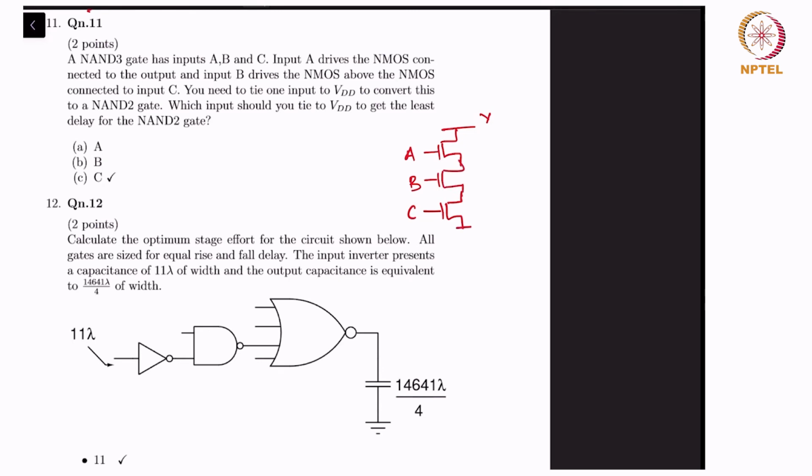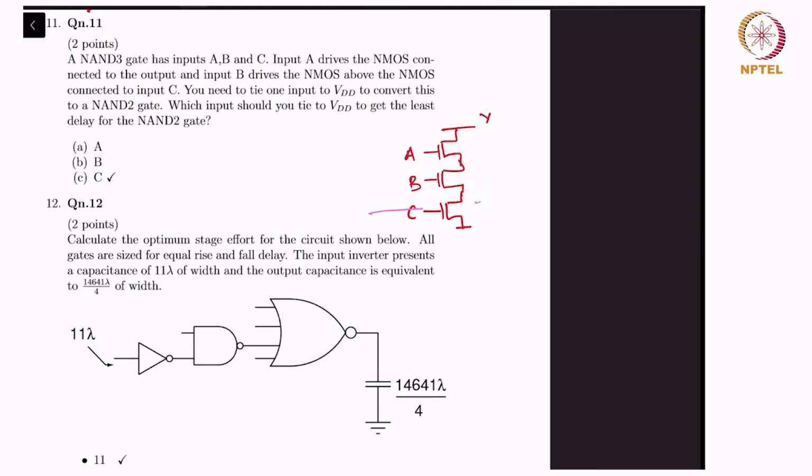Right? So you need to tie one input to VDD to convert this to a NAND 2 gate. Which input should you tie to VDD? The idea is VDD comes and then just settles, right? It doesn't ever change. So if you were to tie the input C to VDD, then this node would get completely discharged and stay completely discharged at 0 volt. So essentially this node becomes 0 volt or grounded. Therefore it's actively being pulled to ground.